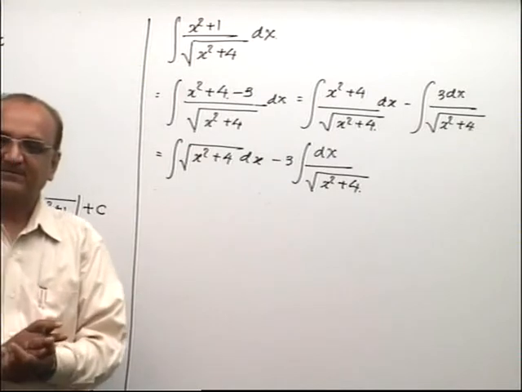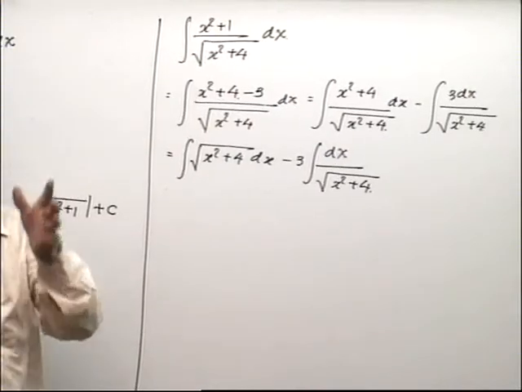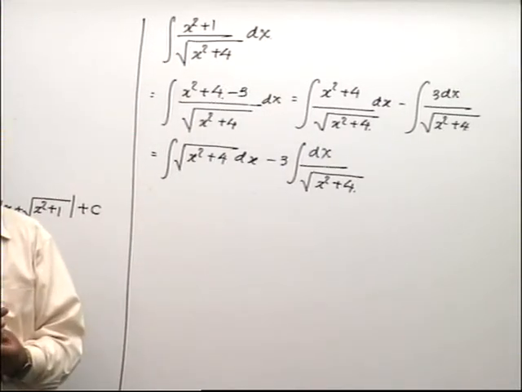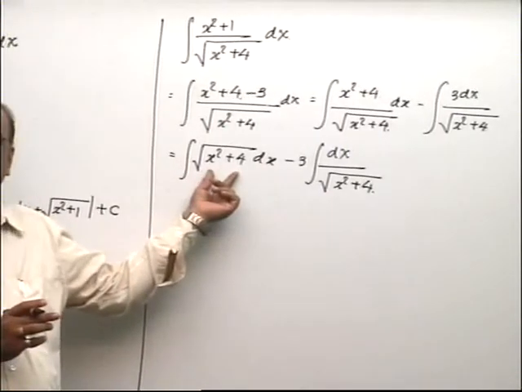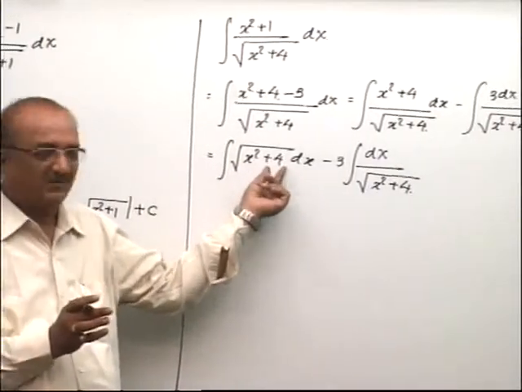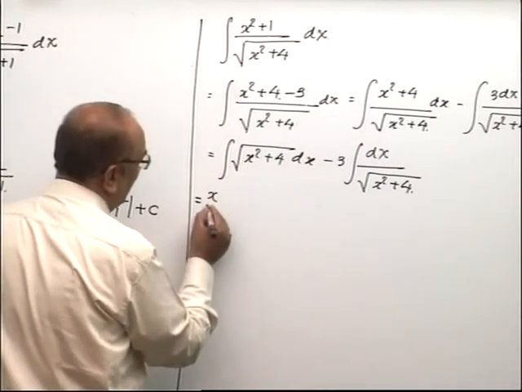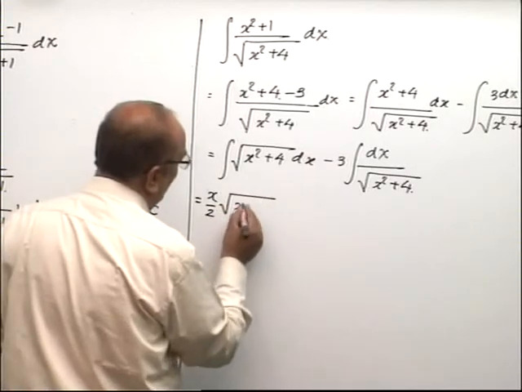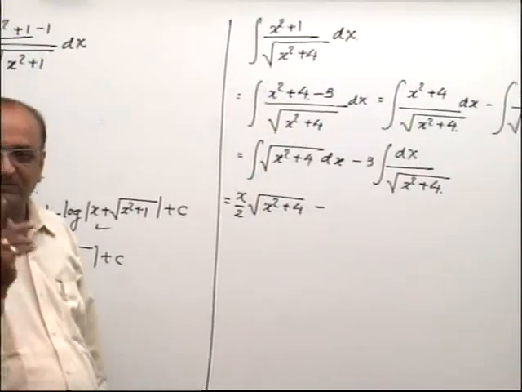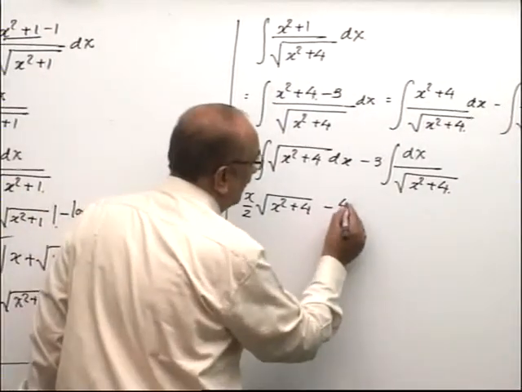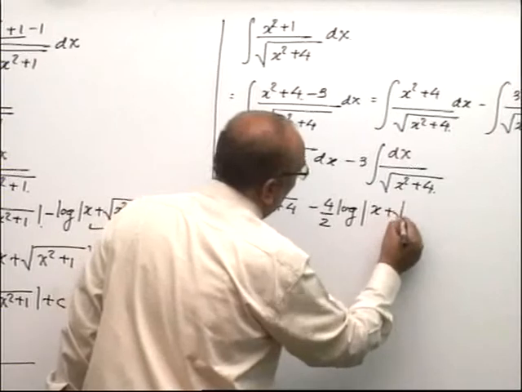Same formula. This method and the examples are not difficult, but you must concentrate well on this part of calculus. This is the form of the root of x square plus a square. The a square is 4. Now we can write the answer for the root of x square plus 4 is x by 2 into root of (x square plus 4) minus a square by 2. A square by 2 means how much?